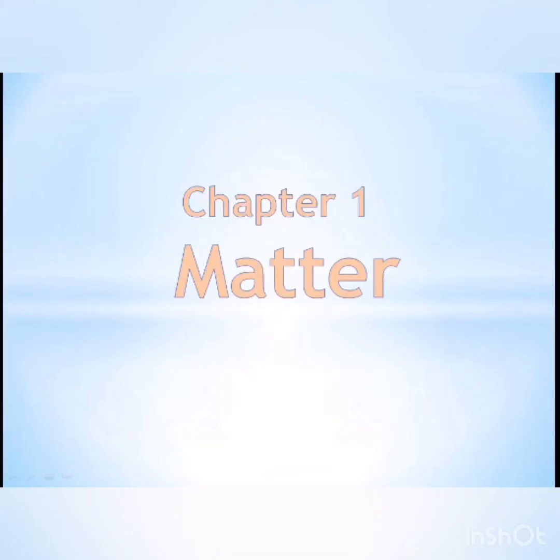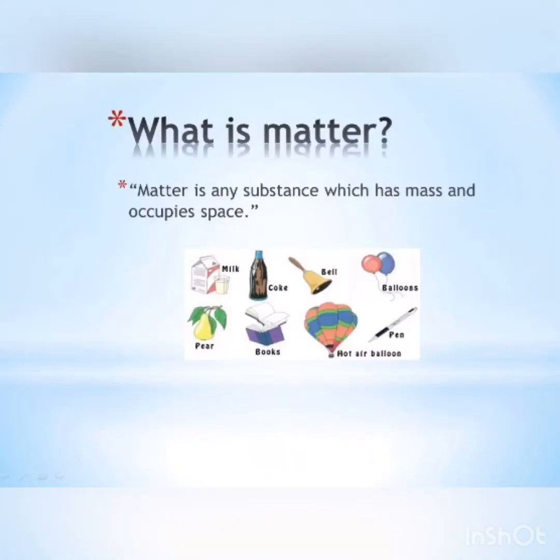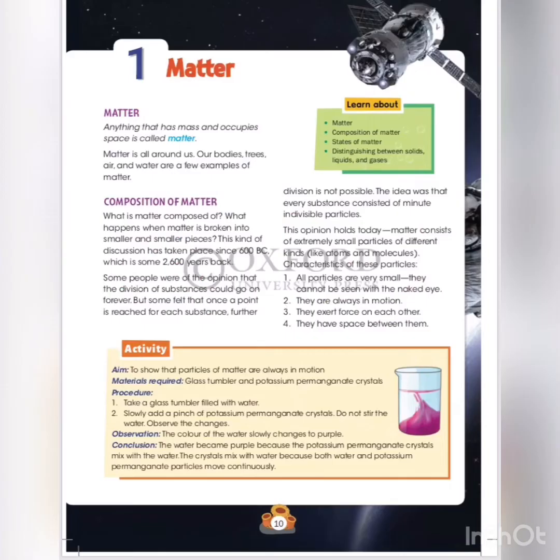Now, my dear children, what is matter? Matter is any substance which has mass and occupies space. Below that, you can see few examples such as milk, coke, bell, balloons, etc. Now, my dear children, have you ever wondered what matter is made up of? Matter consists of extremely small particles of different kinds like atoms and molecules.